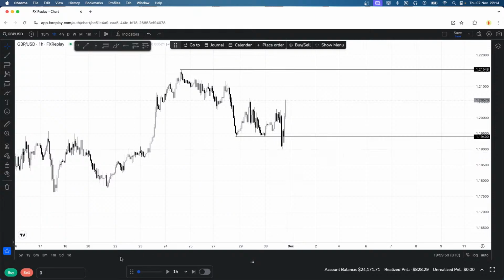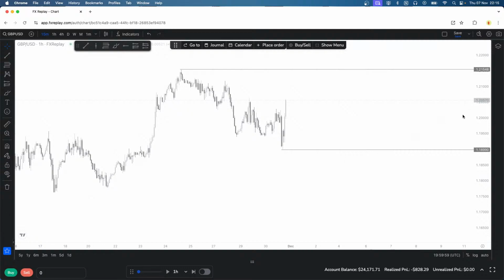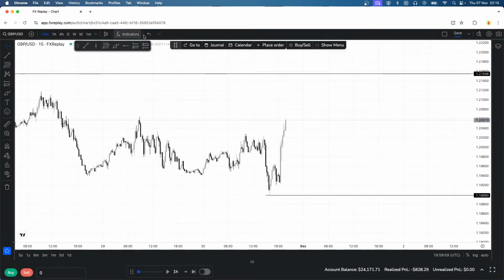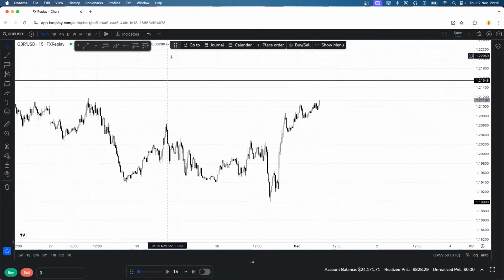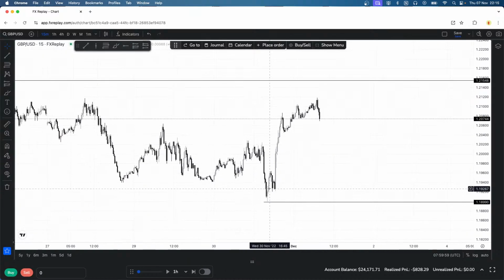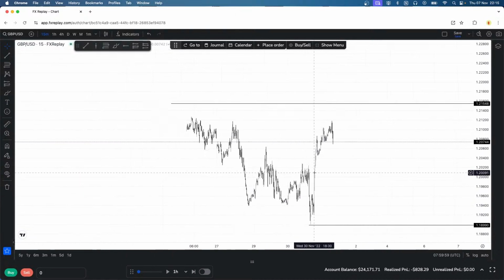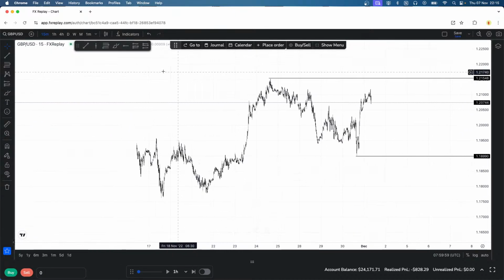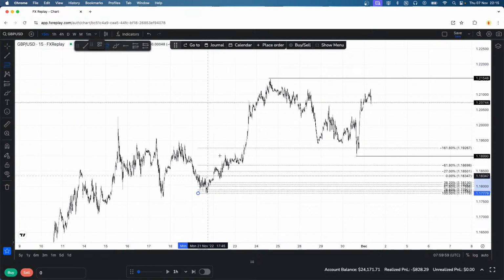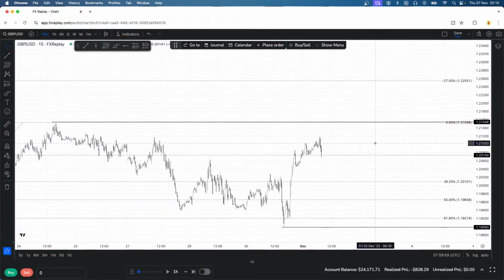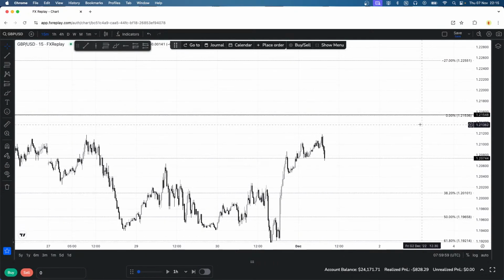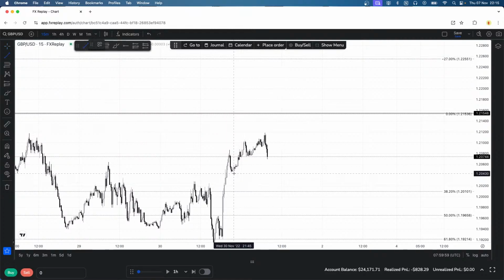Okay, so I want to see some sort of a pullback. Let's go on the 15-minute. And let's go to the London session. Oh, price already moved. Okay. There's still a possibility of getting an entry. So this looks like a pattern.